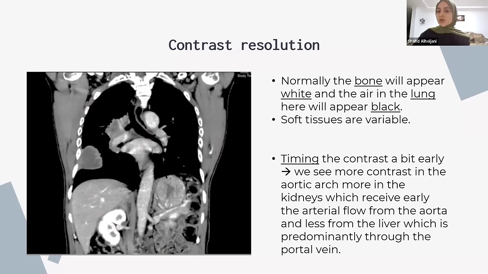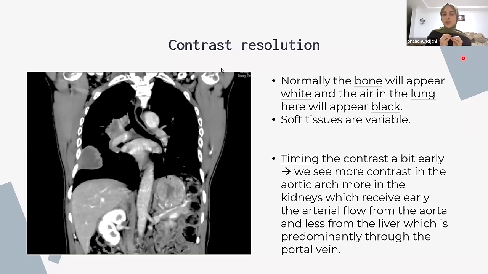There is one thing you need to keep in mind. Kidneys are soft tissue, so obviously they're going to be shades of gray. But here they appear very white. Why? Because in CTs, we sometimes introduce contrast. The contrast is usually iodine. You have different types of contrast. So contrast will also affect the shades you see in the image. The contrast will appear bright. Another thing you need to keep in mind is the timing of the contrast.